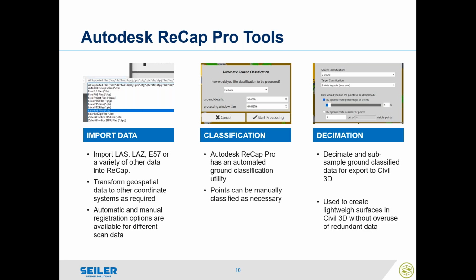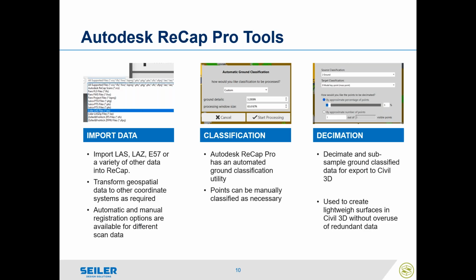We'll walk through some details on what to do and what not to do with that, or we can manually classify points as necessary. We'll show you some tools that we can use for that. And then we can decimate that. After we do the classification, we're going to subsample that ground data to make model key points.